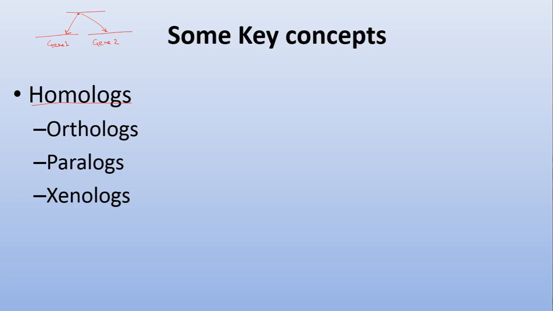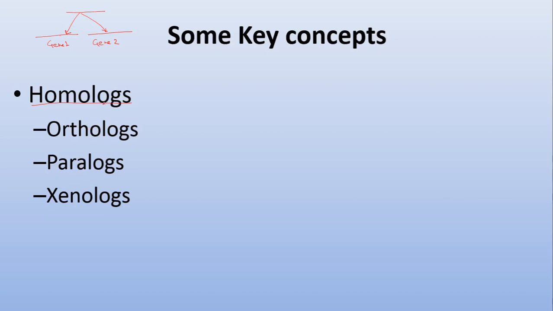Okay, so the genes or proteins which are derived from a common ancestor are homologs of each other. Based on how these homologs arise from the common ancestor, you have different types of homologs. We call them orthologs, paralogs and xenologs. So homologs can be orthologs, paralogs, or xenologs as well. Now let us try to understand what orthologs and paralogs are, which are all types of homologs.